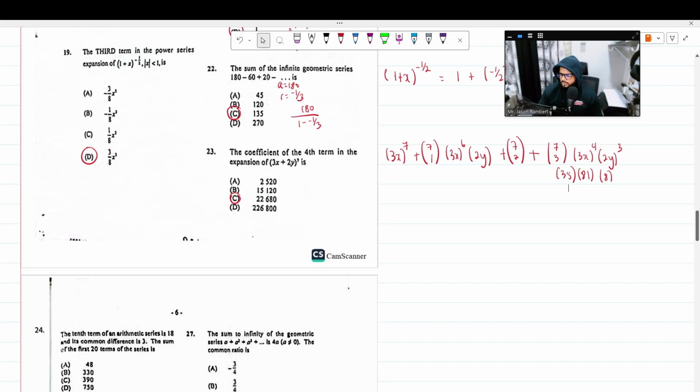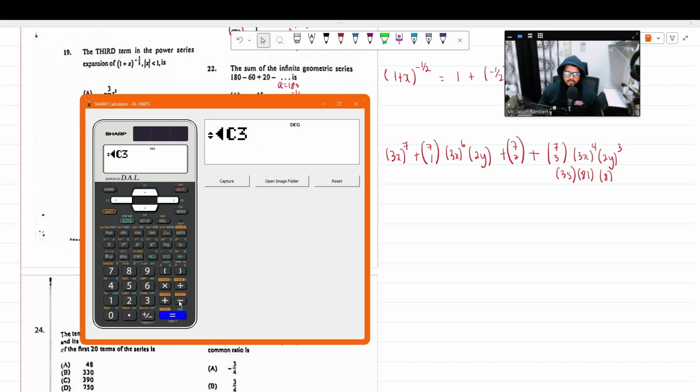It's 35 we get for 7c3, right? Just making sure what I have right now is correct. Good.